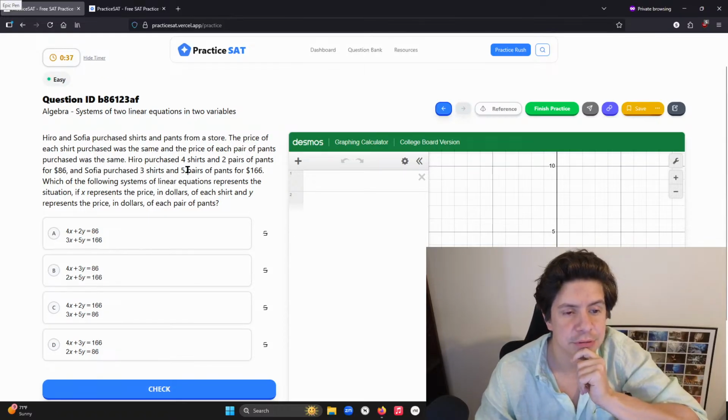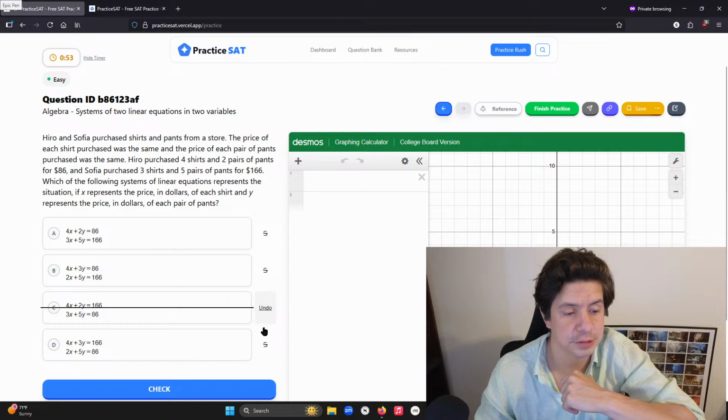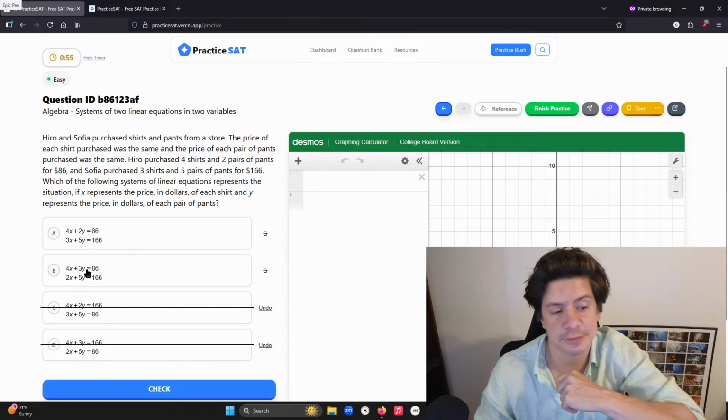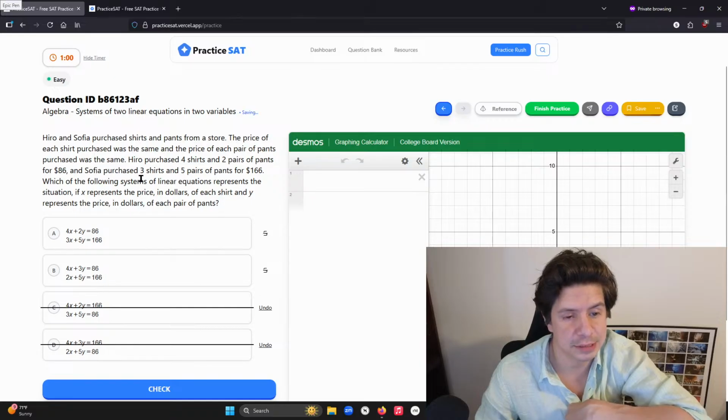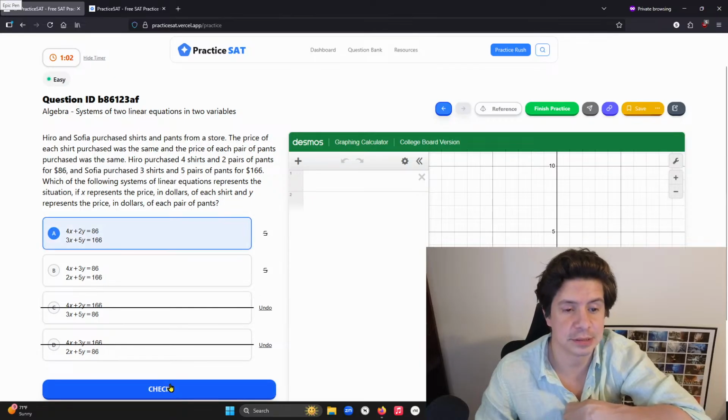Okay, so for this one, 4 shirts, 3 shirts, and 5 pairs of pants. So 4 shirts and 2 pairs of pants adds up to $86, and X is the shirts. So it should be 4X plus 2Y equals 86. That's here and that's here. So it's not that. It's not that. Well, actually, this is 4X and 3Y, so that doesn't make sense. So it should be A. 3X plus 5Y equals 166. Clean.